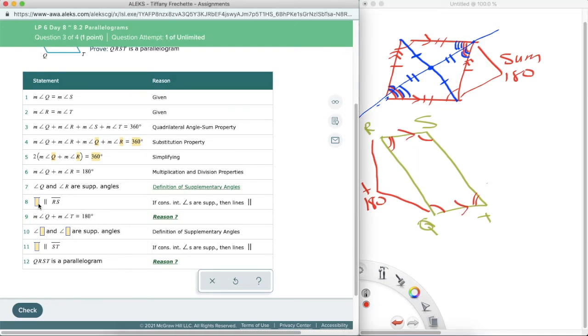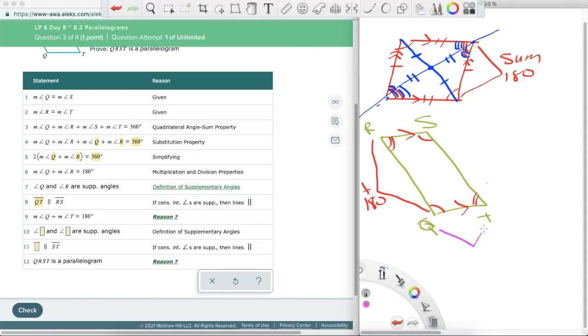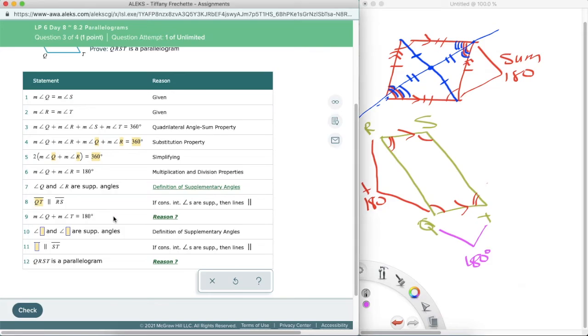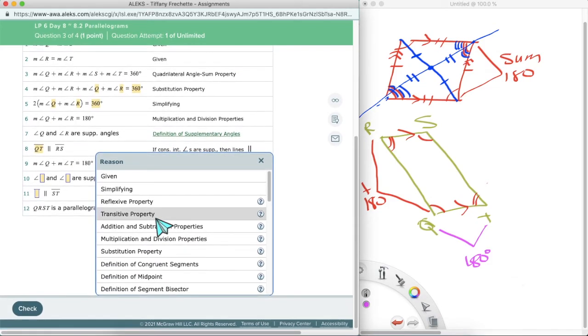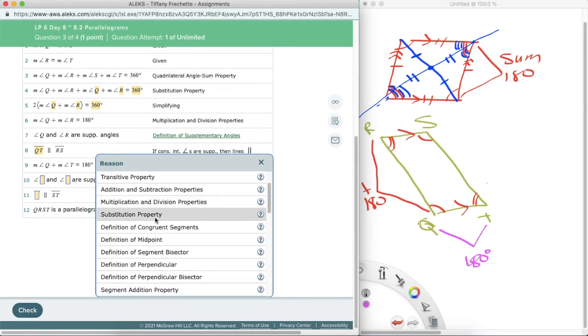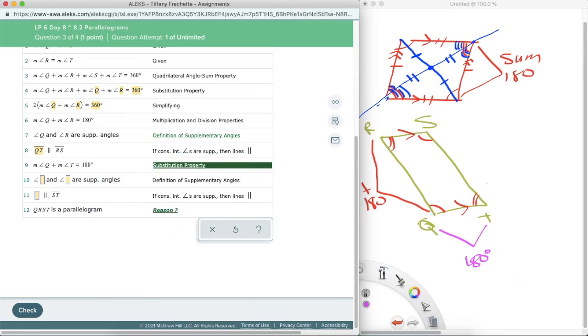Let's see, I want QT. And now we have Q plus T. I'll do this guy in pink down here. Add up to 180 degrees. And with this one, let's see, they're not using quite the same reason here. This one is, I believe, going to be substitution, because instead of R, we're substituting R for T.